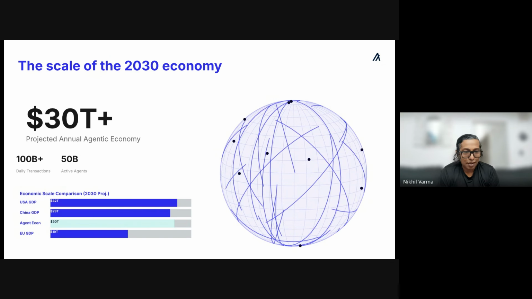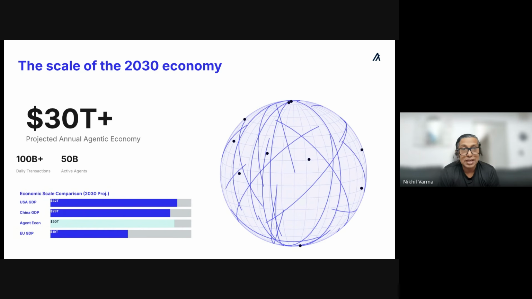Just to give you the scale of transactions, I was quite surprised when I looked at those numbers. This number is almost going to rival the GDP of nations. The projection is that it would probably be more than the GDP of China, and it's almost comparable to the GDP of the United States, which is huge.